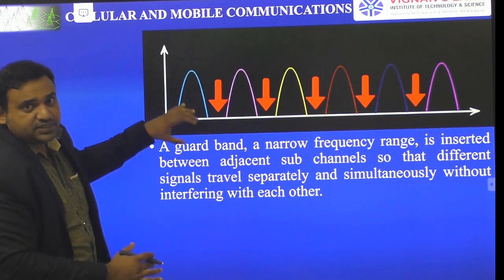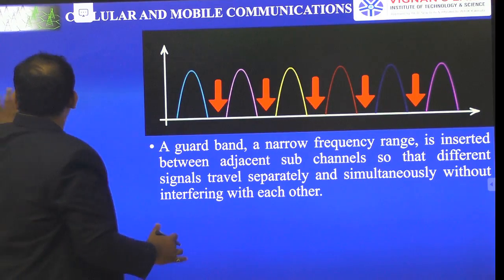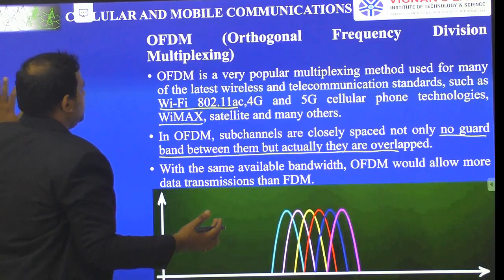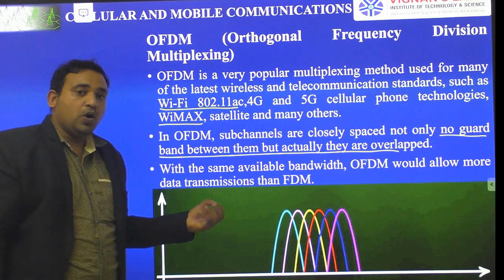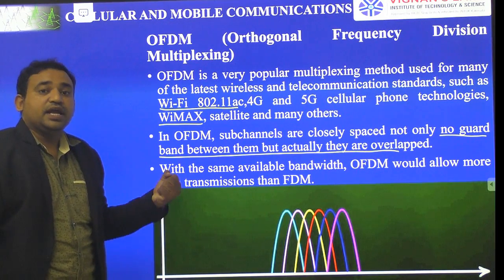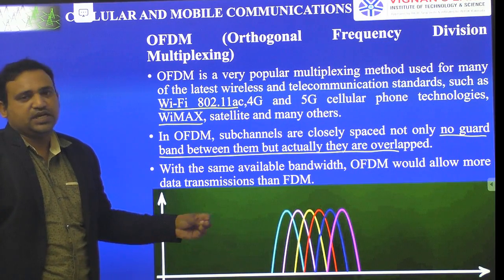And a guard band is inserted in order to avoid the interference. Here we have combined all the signals in orthogonal frequency division multiplexing. Then how? Here the point is how we are avoiding the interference between the channels.